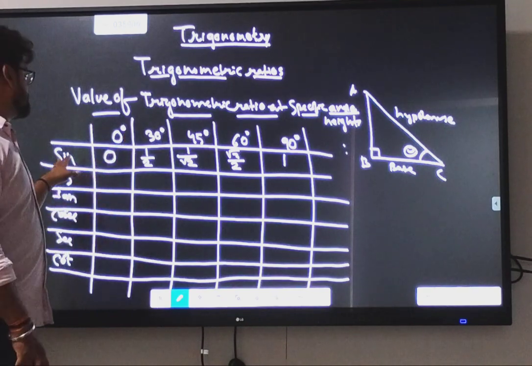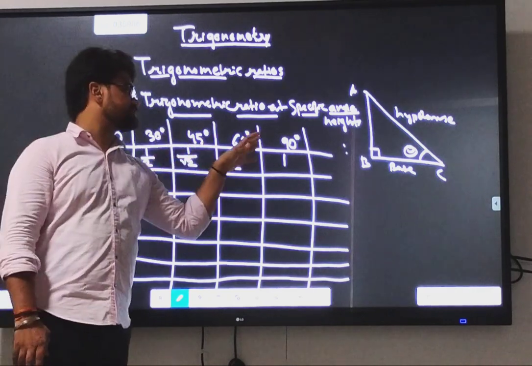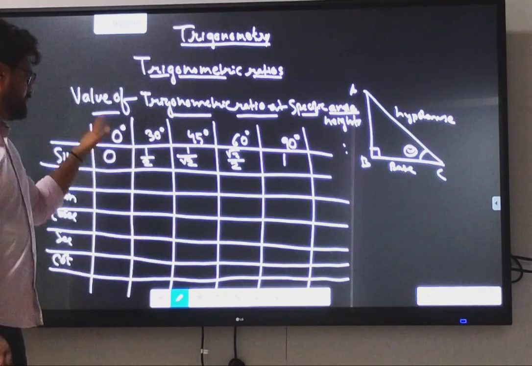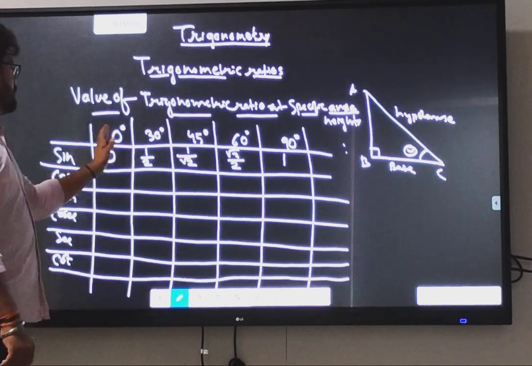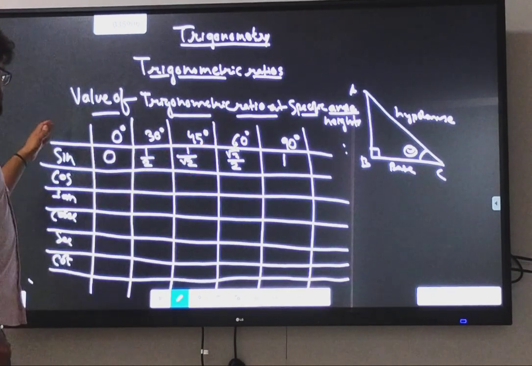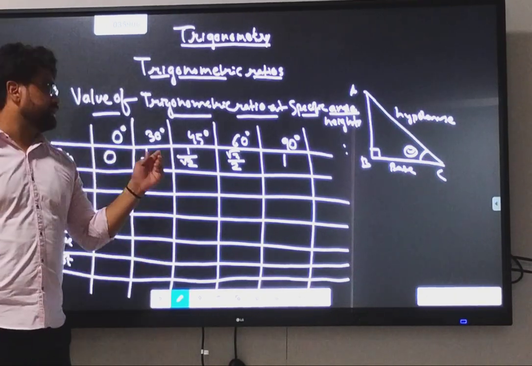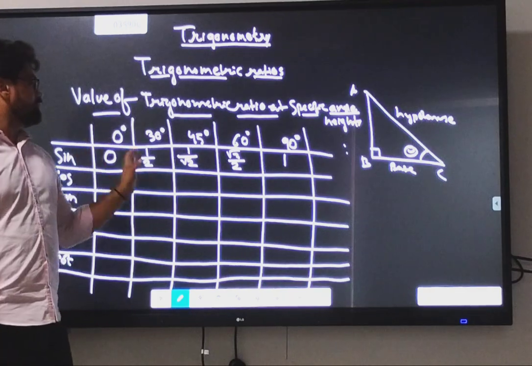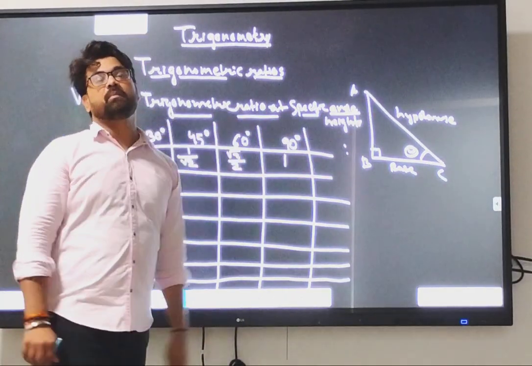Okay, if the values of sine 0, sine 30, sine 45 are done, then all the ratios can be found automatically. So basically we have 5 angles and 6 ratios. That is 30 values. Out of 30 values, we have to learn only 5 values, and then all the other values will be automatically remembered.